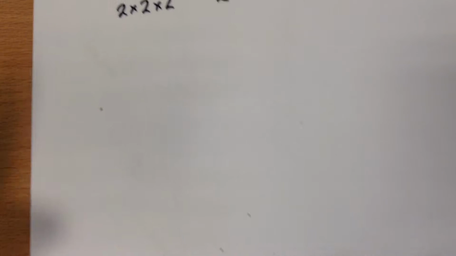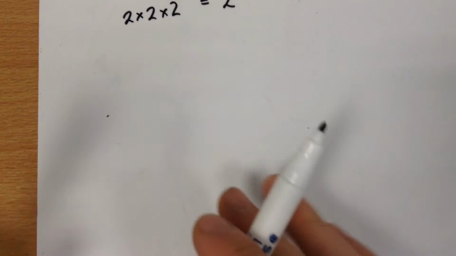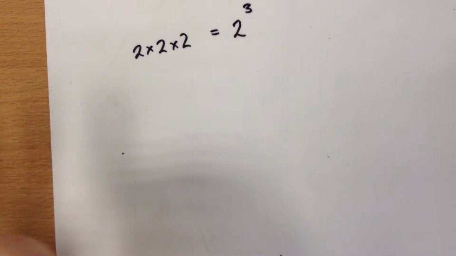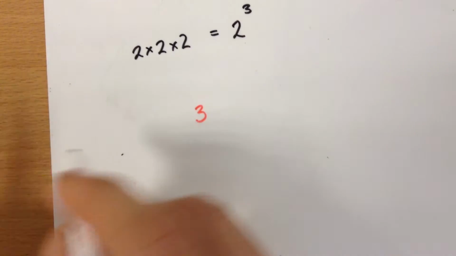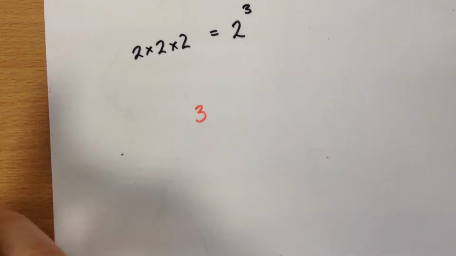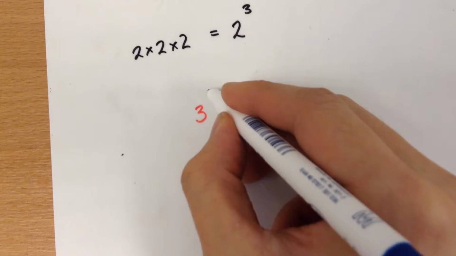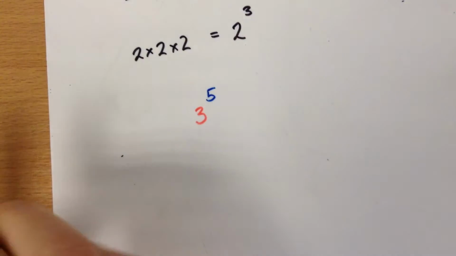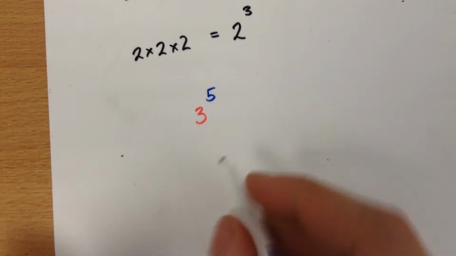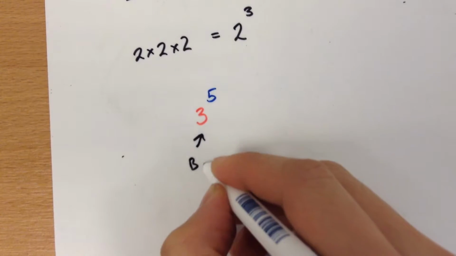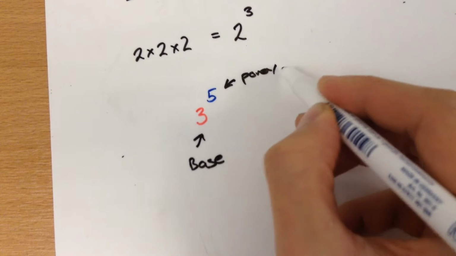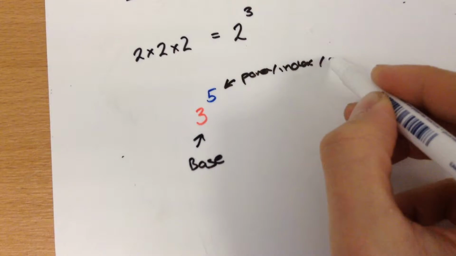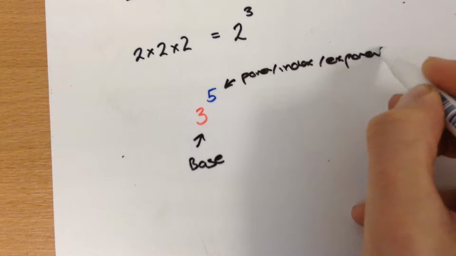Right, as a concept, from general principles, indices, exponential, and powers will have two parts. First of all, it will have a base, which is a big number. It will then have a power, which is a superscript. So the small number on bottom is called the base. This number on top is called your power, or your index, or your exponent.